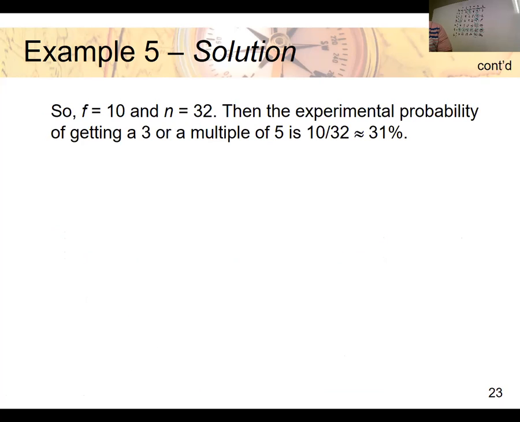Okay. So here, the frequency that we got a 3 or a multiple of 5 was 10, and the number of times N was 32. So the experimental probability of getting a 3 or a multiple of 5 would be 10 over 32, which is approximately 31%.